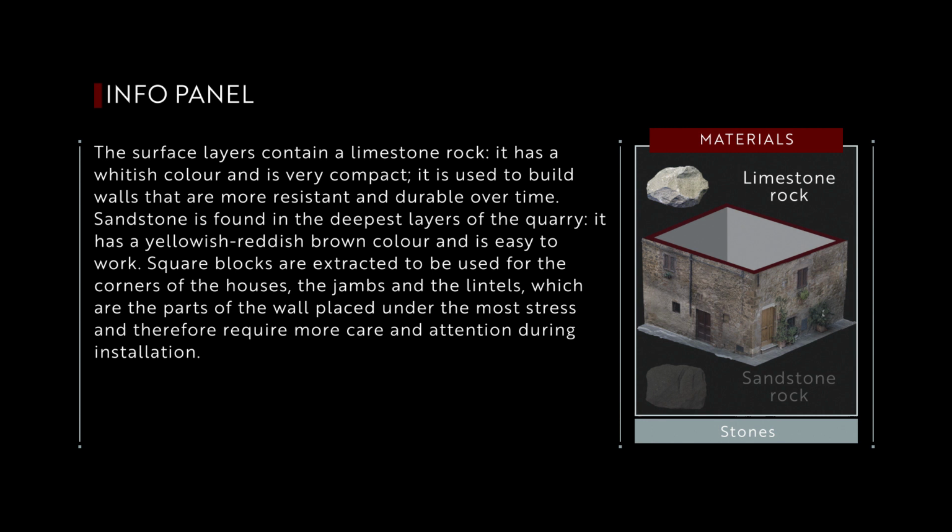The surface layers of the quarry contain a whitish limestone rock, which is very compact and is used to build walls that are more resistant and durable over time. The deepest layers of the quarry instead contain a yellowish-reddish-brown sandstone, which is highly resistant, making it possible to extract square blocks to be used for the parts of the wall placed under the most stress, such as the corners of the houses, jambs and lintels.